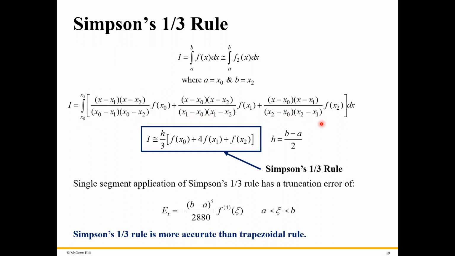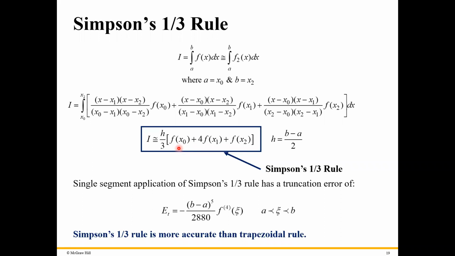This expression is long and needs some algebra to simplify. After you simplify it, the expression will simplify into this form. This is the form that you will use for the application of the Simpson's rule. You can see that in this form there are three terms, in contrast to the trapezoidal rule where there were only two terms. So here there are three terms for one application of Simpson's rule.